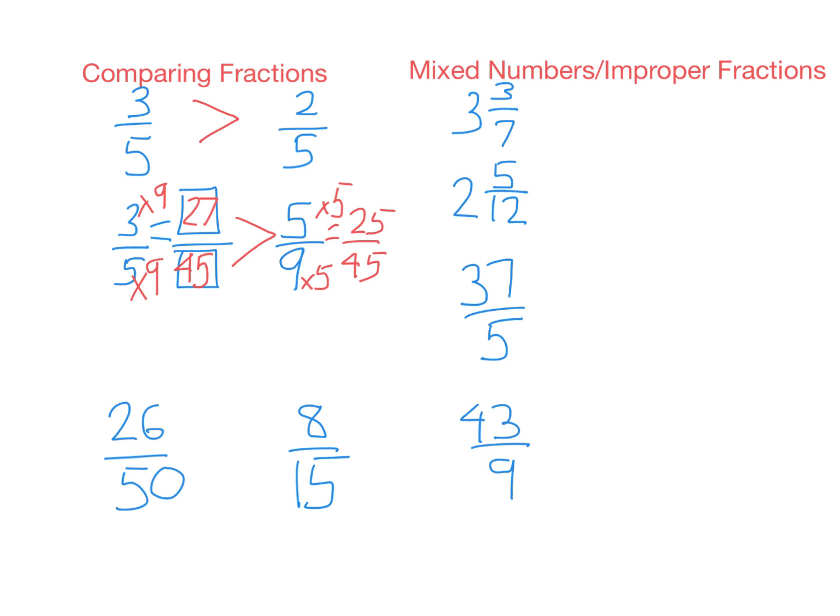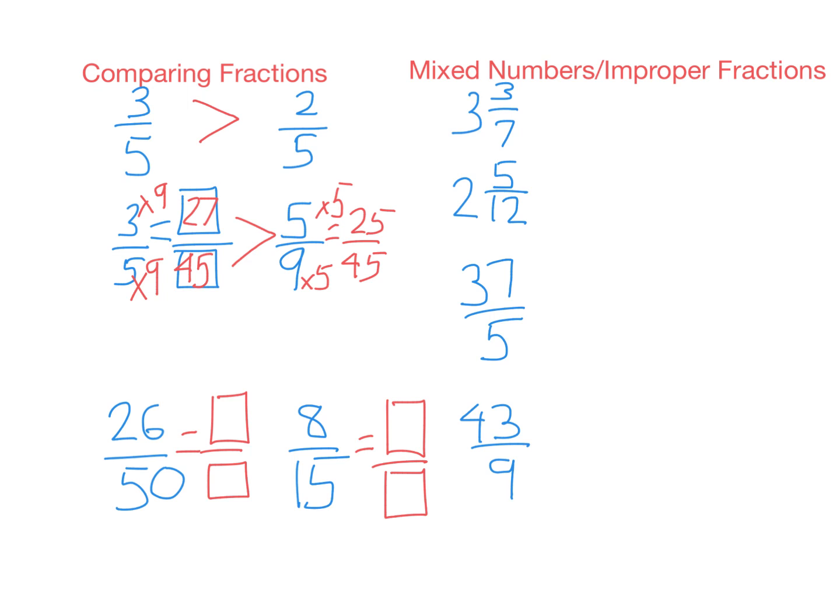What about these two? 26 over 50 and 8 over 15. Well, it's hard to compare them because they don't have the same denominator. So I'm going to use the same trick I used in the previous question. I want to find equivalent fractions for this one, 26 over 50, and for 8 over 15, and I want these two to have the same denominator. So what is the denominator I'm going to choose? I want the lowest common multiple of 50 and 15. So that's not easy to do.